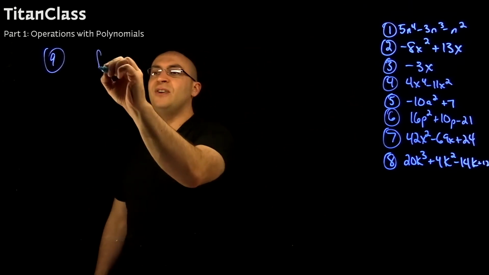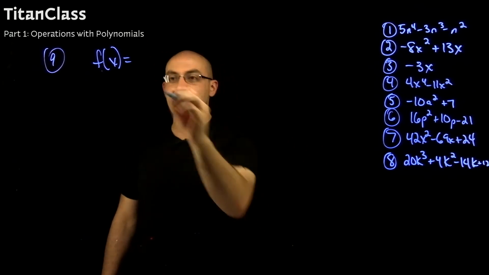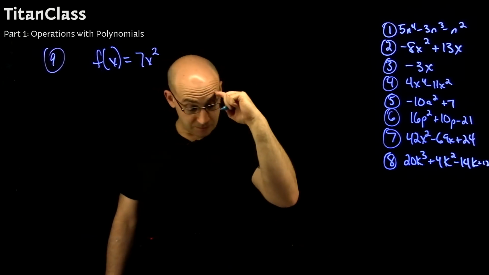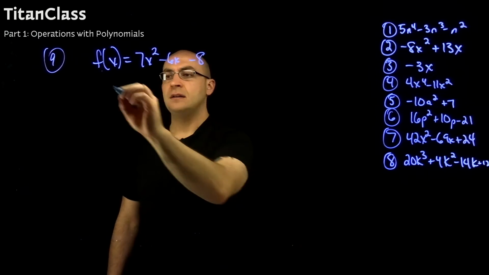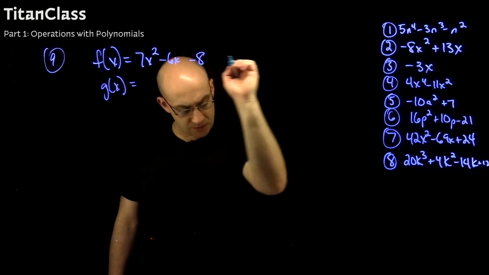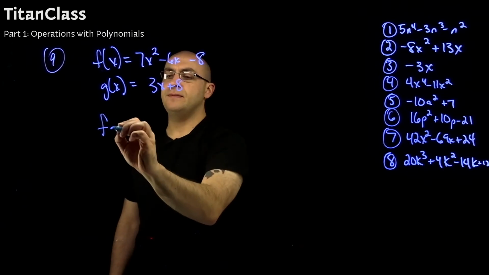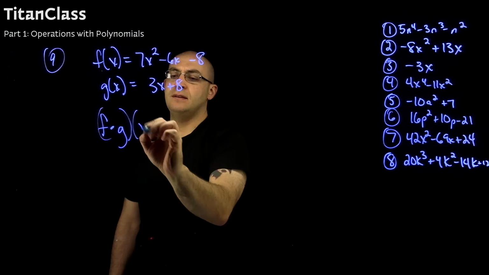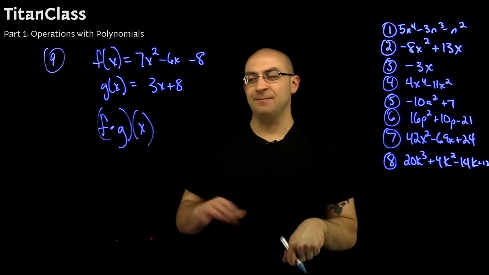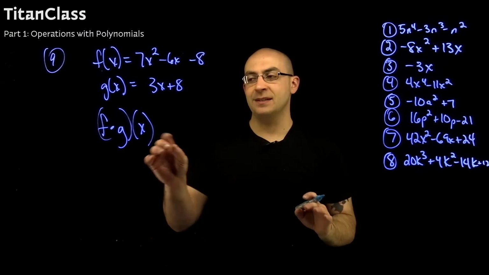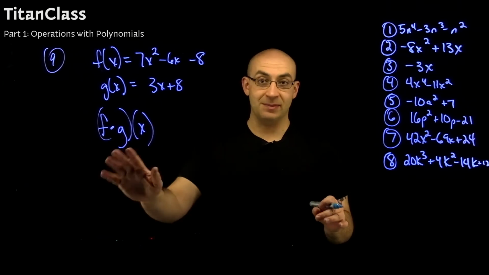Okay. f of x equals 7x squared minus 6x minus 8. And g of x equals 3x plus 8. Okay, and it says to do f of g of x. Now, this is again function notation. Now that little dot is actually a multiplication sign, but it's more of like a composite sign. It just means to do what it says to do, multiply f times g.